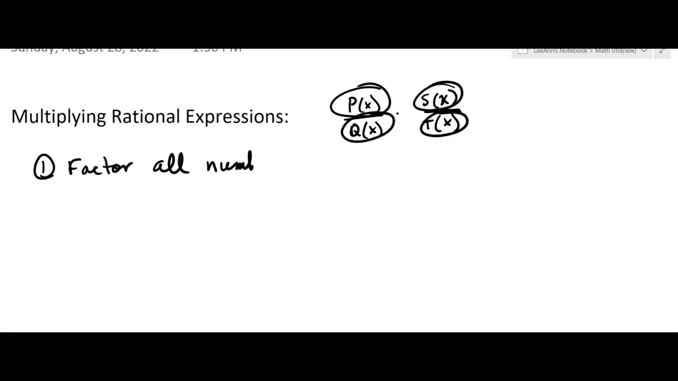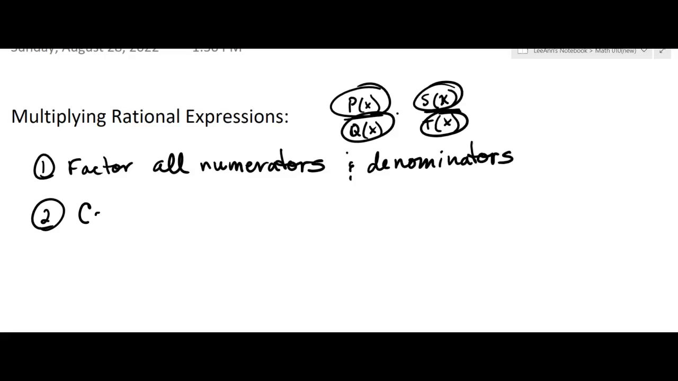So first step, factor all numerators and denominators. And then step 2, cancel. Step 3, you got to write your final answer.